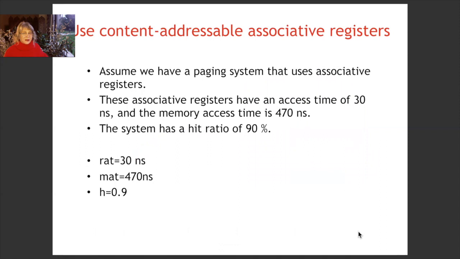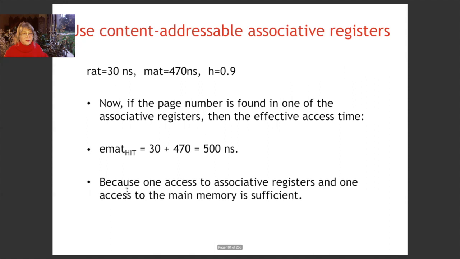Here is an example for the calculations. Assume we have a paging system that uses associative registers, having an access time of 30 nanoseconds, and the memory access time is 470 nanoseconds. The system has a hit ratio of 90%. So we have register access time as 30 nanoseconds, memory access time 470 nanoseconds, and hit ratio 0.9. The values are written again here.